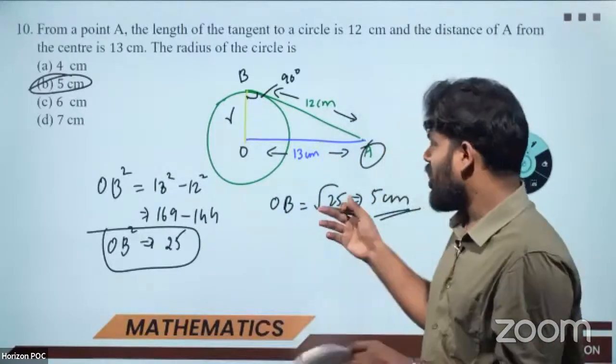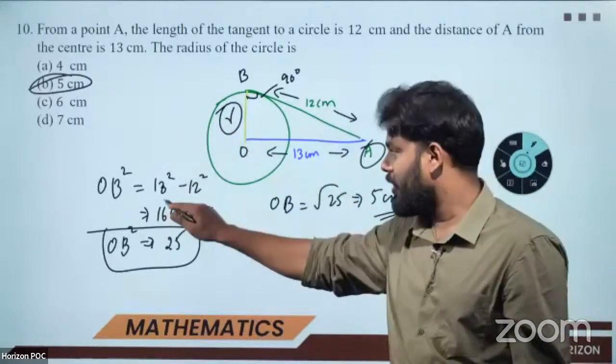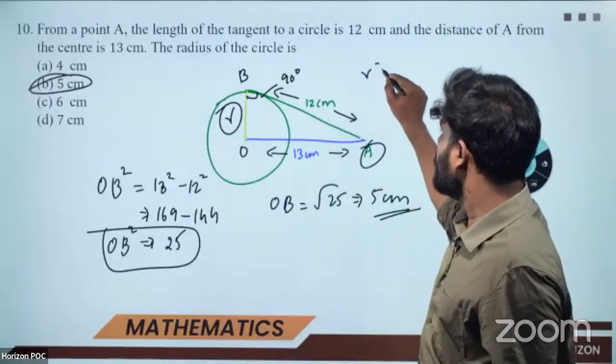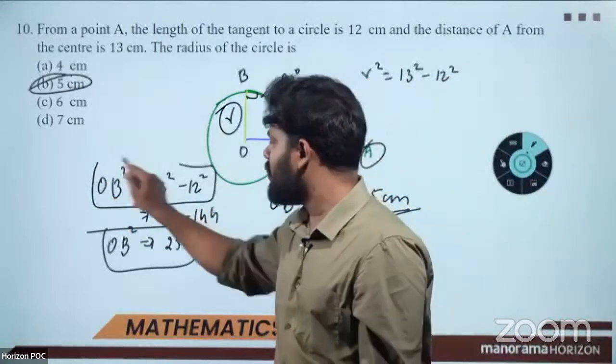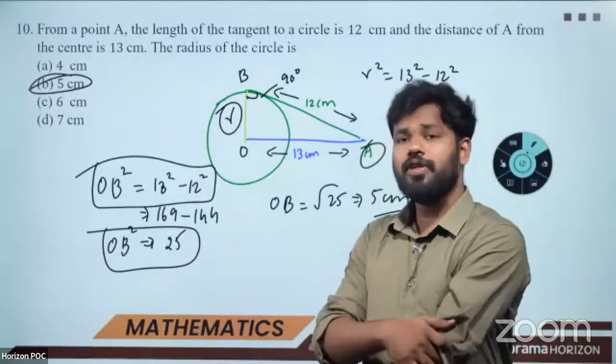You don't need to mention AOB, but you can simply take that as what? A itself, and write the formula, that is radius r square is equal to what? You can also write like this: radius r square is equal to 13 square minus 12 square. You don't need to write this OB square is equal to this one. You can simply write it as r square itself. That is also fine. Got it? Understood? What to do for the 10th one?